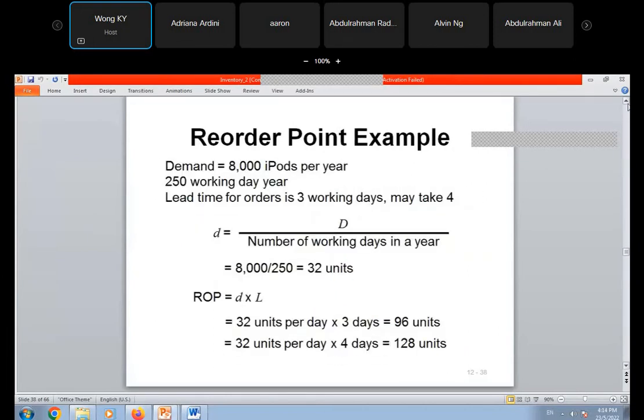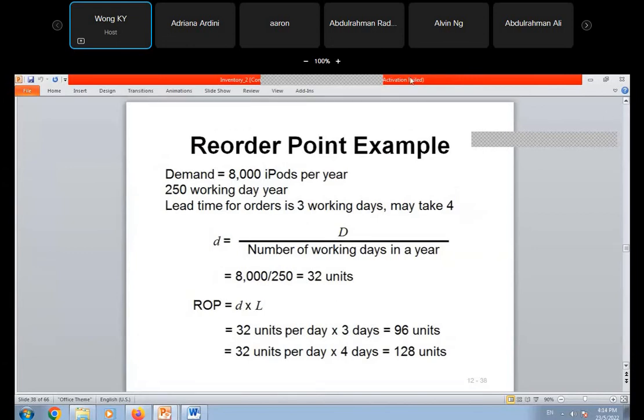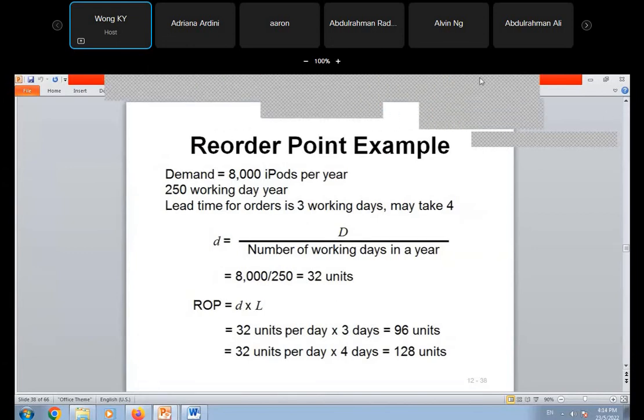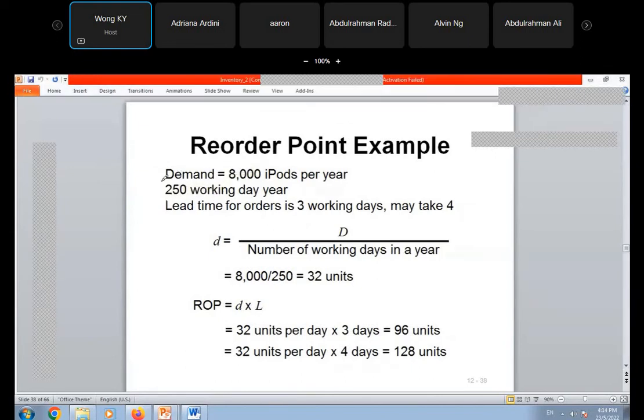So let's look at one example. A very simple example. Let's say demand is given as 8,000 iPods per year, or any product, 8,000 units of product per year. I need to emphasize again, in the EOQ model, demand must be annual demand, must be per year. If it is not per year, for example per month or per week, you have to convert it to per year. So the demand per year is 8,000 units. The company works 250 days per year. Lead time for orders is 3 working days, or it may take 4 working days. Either 3 or 4.